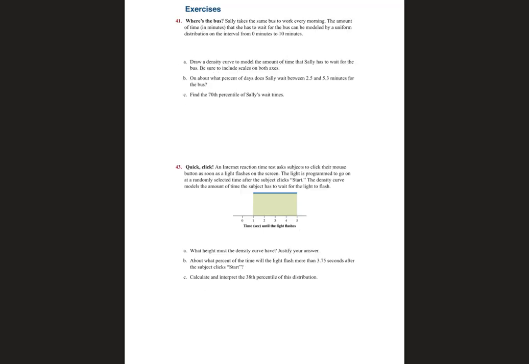Okay, so 41, they say Sally takes the same bus to work every morning. The amount of time in minutes that she has to wait for the bus can be modeled by a uniform distribution on the interval from 0 to 10 minutes. Okay, so first they want us to draw a density curve to model the amount of time that Sally has to wait for the bus. Be sure to include scales on both axes.